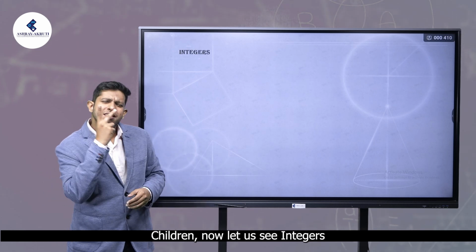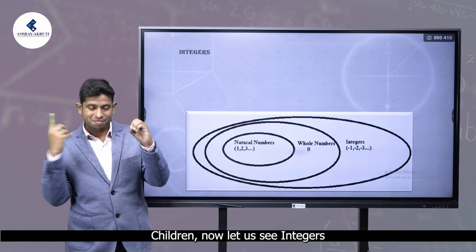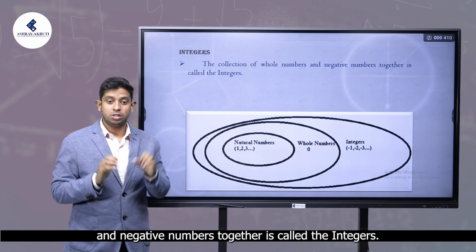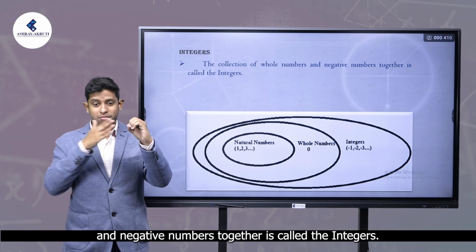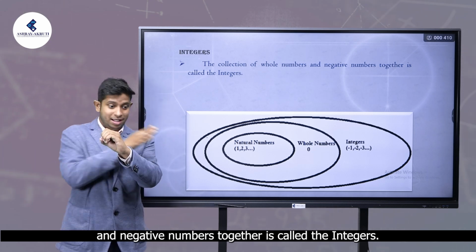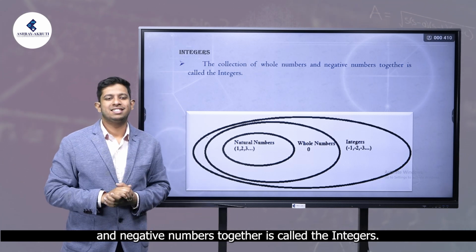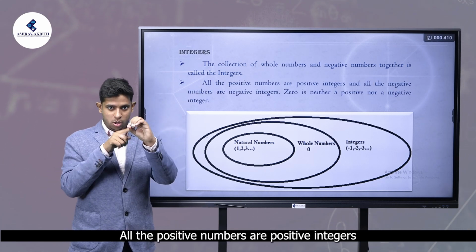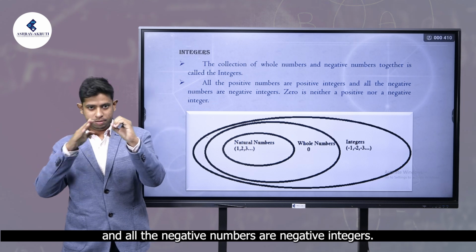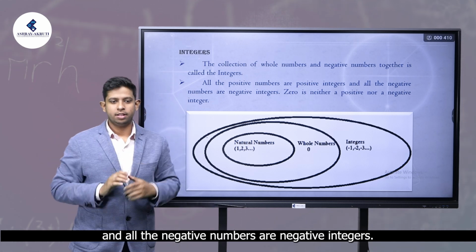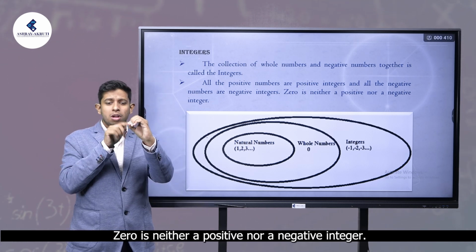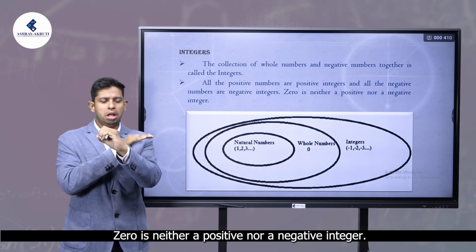Children, now let us see integers. The collection of whole numbers and negative numbers together is called the integers. All the positive numbers are positive integers and all the negative numbers are negative integers. 0 is neither a positive nor a negative integer.